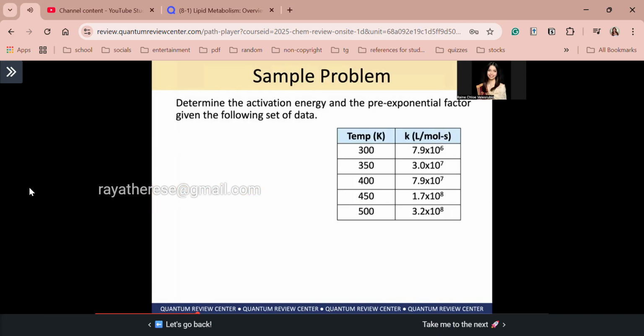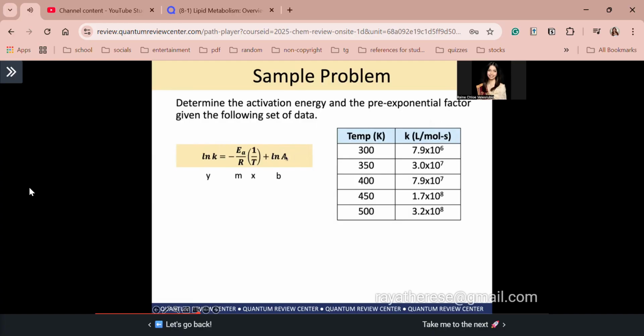Determine the activation energy and the pre-exponential factor given the following set of data. So, guys, this time you're given a set of data. So, we will use the Arrhenius equation, the natural logarithmic form, and then we will assign x values and y values. So, your x values are the temperature. So, dapat kunin nyo, guys, ang 1 over 300 K, 1 over 350, 1 over 400, 1 over 450, 1 over 500, etc. Okay? And then, for the y values, make sure that yung mga k values naka-ln, ln k. Okay? And then, input this in your calculators.